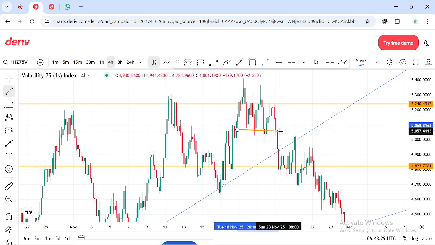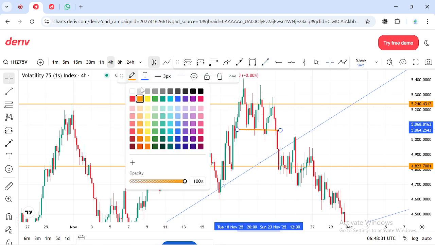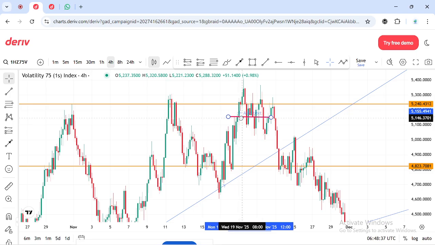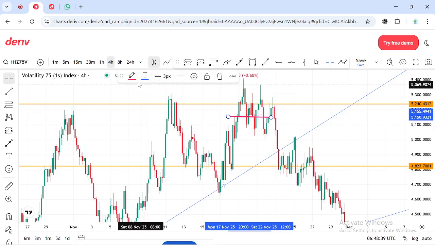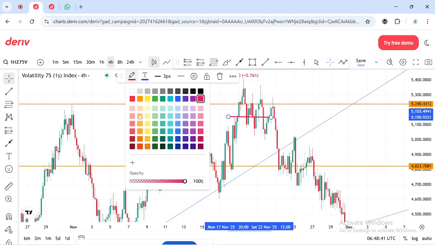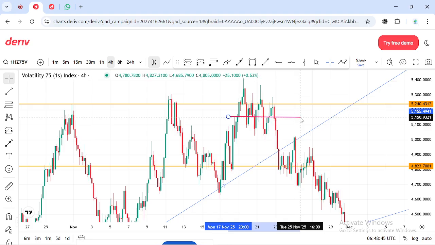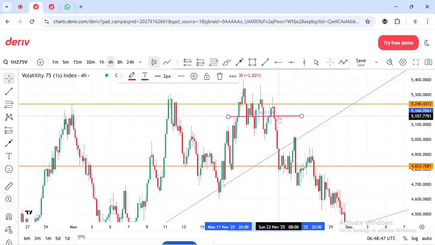Now, I will pick a different color. The reason I'm picking a different color is so that you can understand the lines we are picking. Let me see, it seems it's a little bit thick. Okay, good. So, let me start from the bottom.